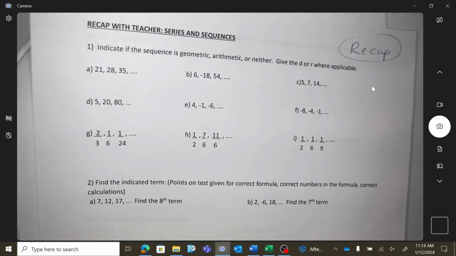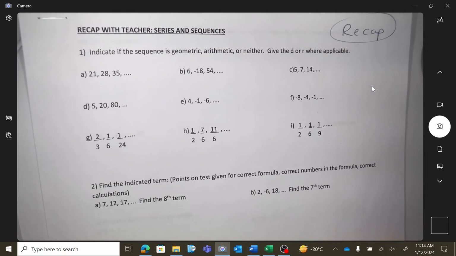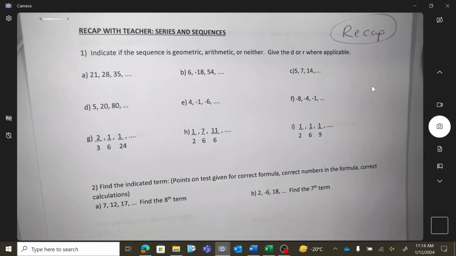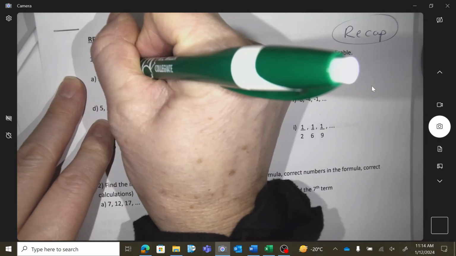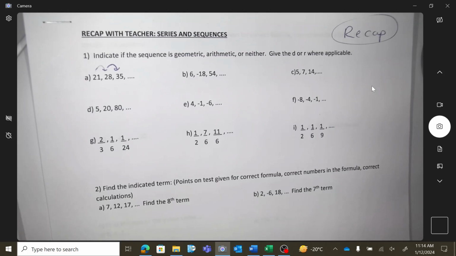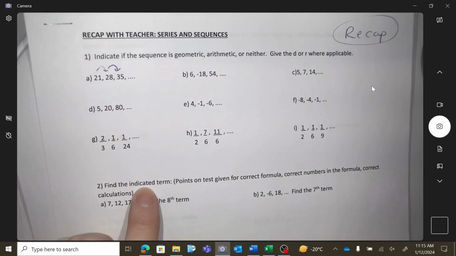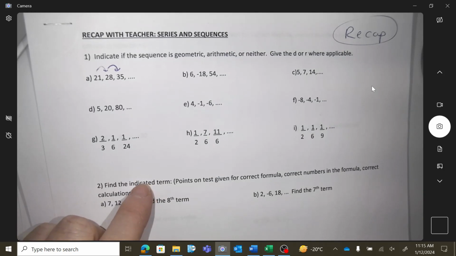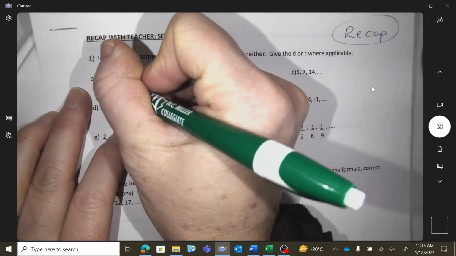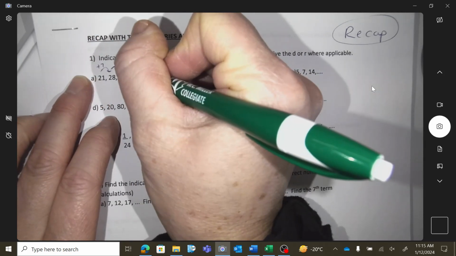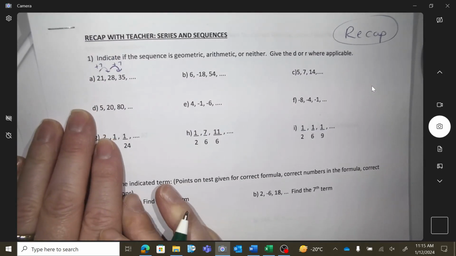Okay, so this first question on your test is going to say, is this arithmetic, is it geometric, or it might not be either. Okay, so here's what we're going to ask ourselves. Are we doing the same thing every time? Question 1A, did you do something the same and then the next thing was the same thing, pattern? Looks like I went up by 7 and up by 7.